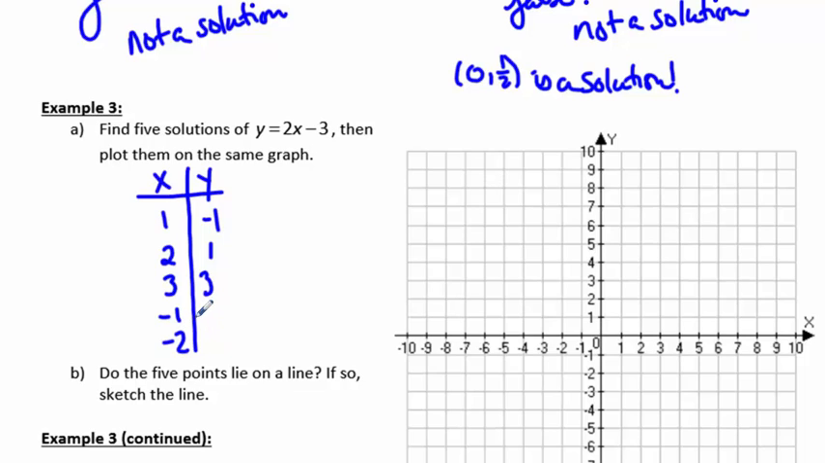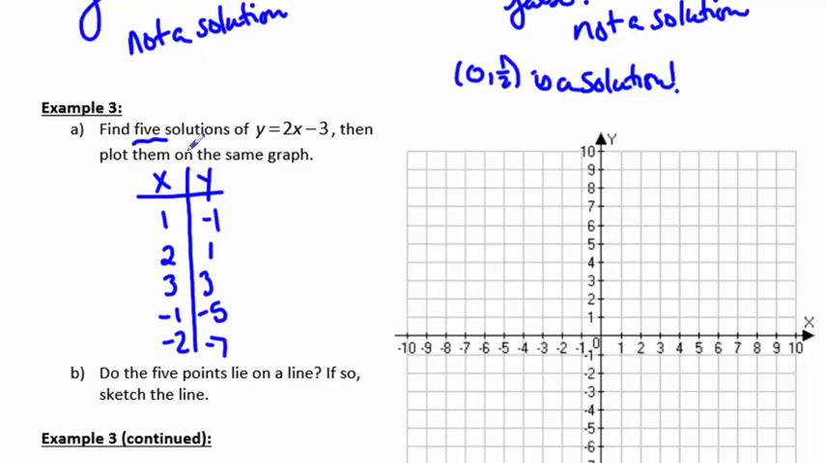If I plug a negative 1 in for x, negative 1 times 2 is negative 2, minus 3 is negative 5. And if I plug a negative 2 in, negative 2 times negative 2 is negative 4, minus 3 is negative 7. Now we were only asked to find 5 solutions, but we could just keep plugging in different x values and find infinitely many different solutions.